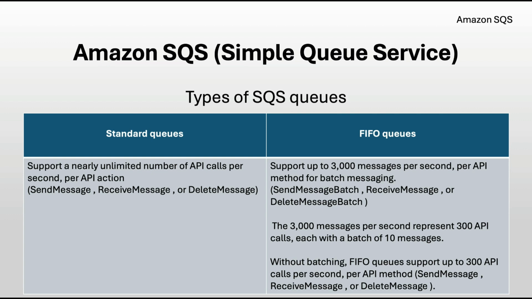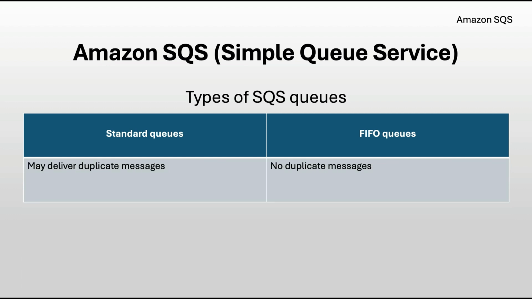Here, when we say 3000 messages per second, that means 300 API calls, each with a batch of 10 messages. If we are not using batching and we are just sending an individual message and receiving the individual message, then in that case, FIFO queues support up to 300 API calls per second and per method.